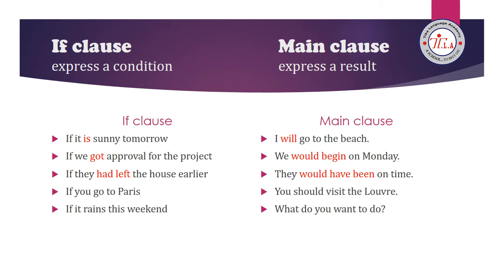Let's take a look at the past potential and resulting outcome of the past situation. If they had left the house earlier, they would have been on time. Here we created a more complex grammar sentence. This shows if something had been different in the past, a different outcome would have resulted.